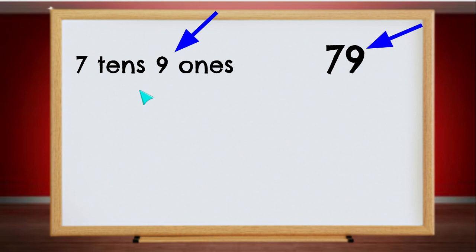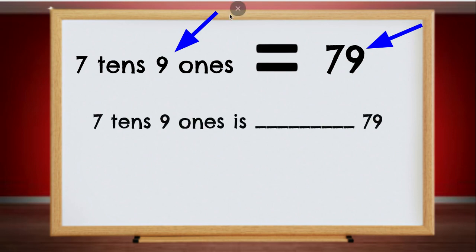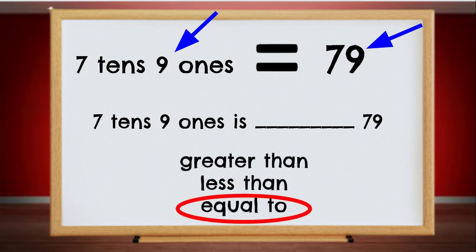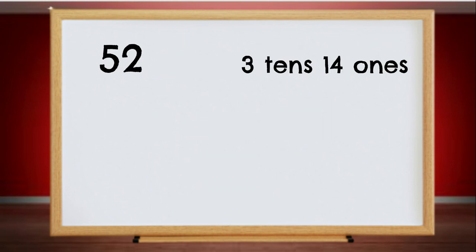Whoa, boys and girls. Again, this digit is the same. So if 7 tens, 9 ones have the same digit as 79, then that must be an equal statement. So 7 tens and 9 ones is actually equal to 79. You see, boys and girls, I didn't stop at the first digit. I kept going to make sure my statement made sense. Let's try one last one, and this is going to be a challenging one.